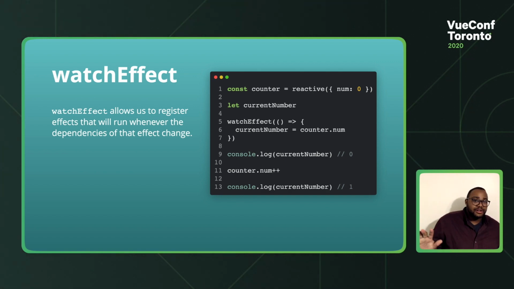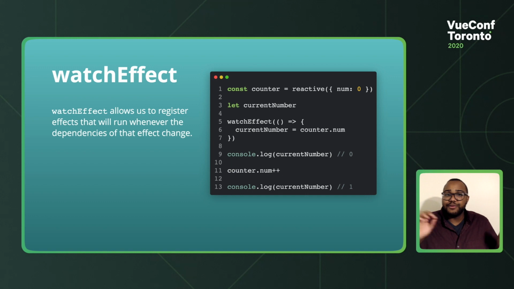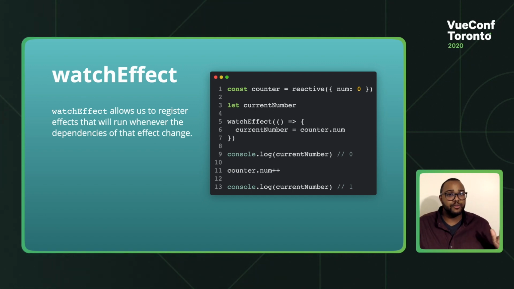And this is huge because that means we can register arbitrary effects that are going to happen as data changes. And that's a very powerful API that lets us do way more than we imagine, even outside of the front end, right?